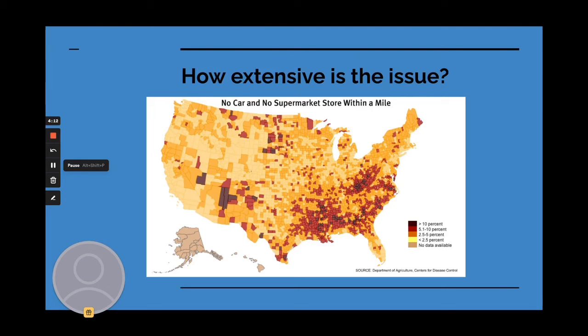That also is something that is an issue. Those are also considered food deserts. If people have to drive or walk more than a mile to find something healthy, they are in a food desert.